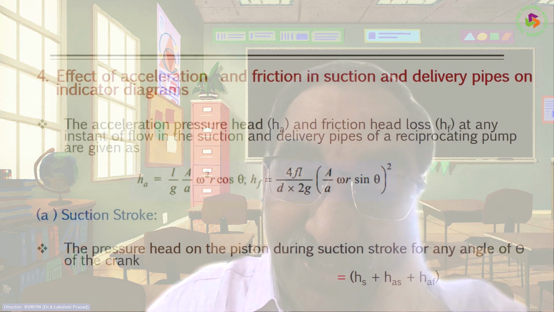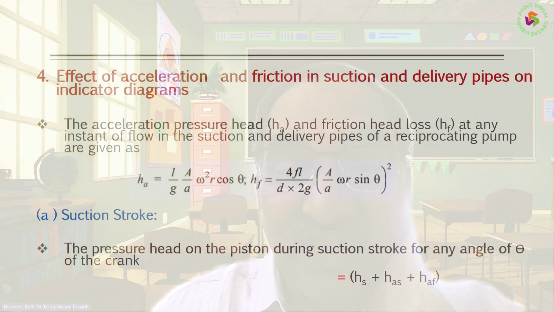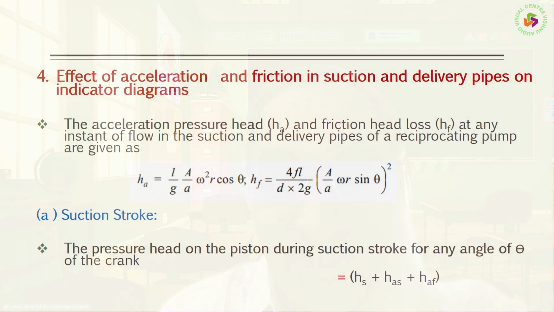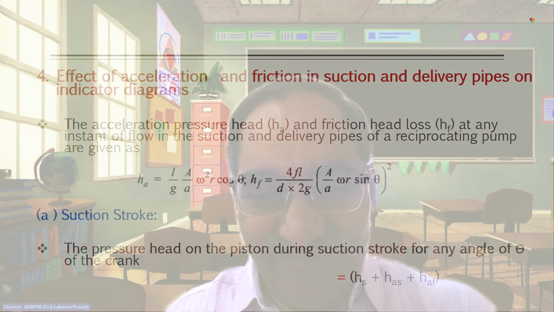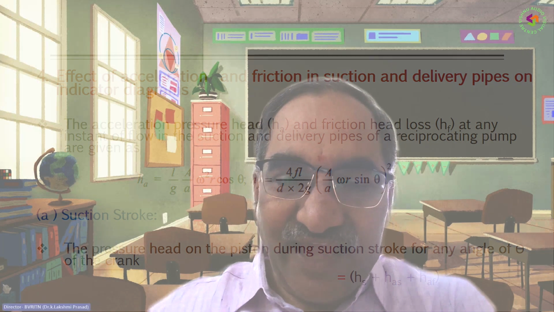So initially we started with suction head, delivery head. The pressure in the cylinder during suction stroke is the suction head. The pressure in the cylinder during delivery stroke is the delivery head. This is what we first told. Accordingly, we have drawn the indicator diagram, and accordingly, we calculated the work done and all.